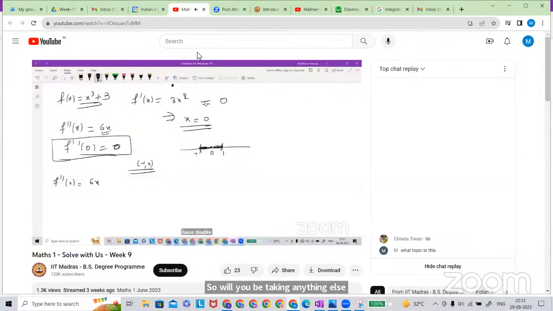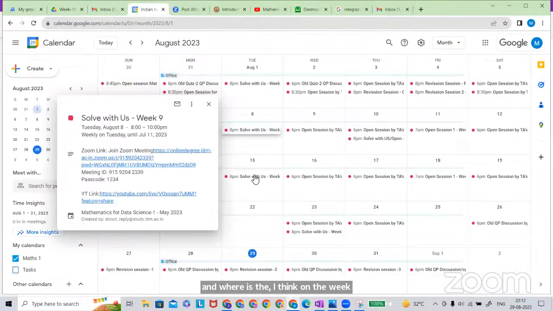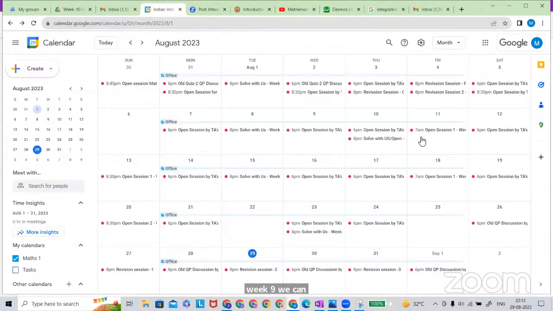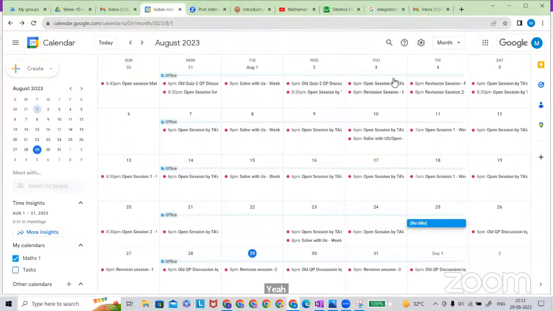Okay, I think it will take time to search. Please search, where is the Riemann? I think it is in week 9, no? So on week 9 we can find it, this is week 10. Sir, how long will the class run? Now it is almost done. So this is the Riemann sum. Let me solve a problem on the Riemann sum. Please keep 10 minutes more.